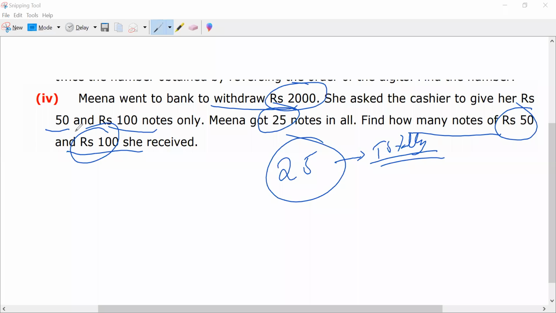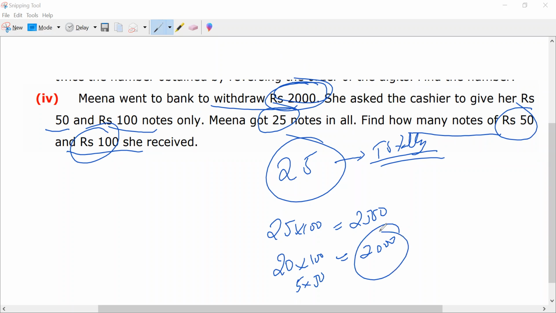Suppose she got all rupees 100 notes, it will be 25 into 100, 2500, but she wanted to withdraw only 2000, so that is not met. Suppose it is 20 notes of 100, then 2000 rupees is coming, but then the extra 5 notes of 50 exceed the 2000 limit. Is everyone with me in this? I'm just teaching you the logic on how to think, rather than solving blindly. I'm subtracting 5, 5 and going, okay?